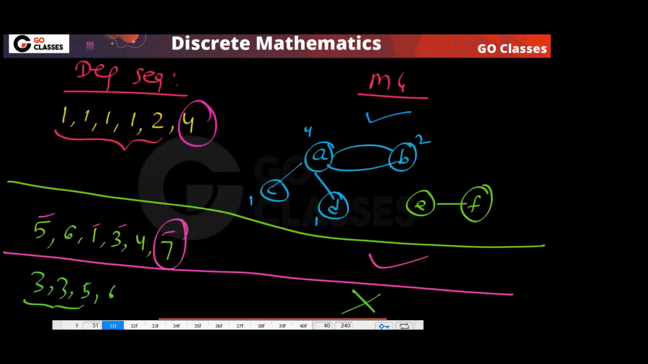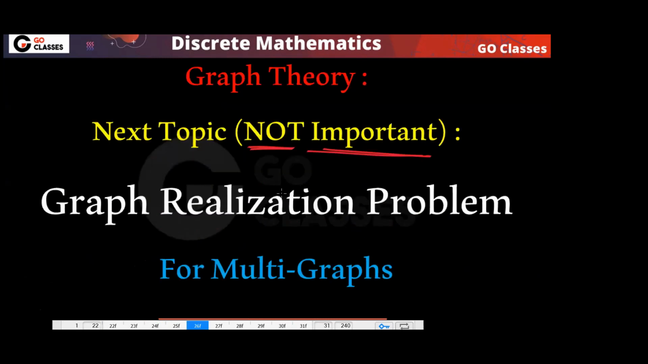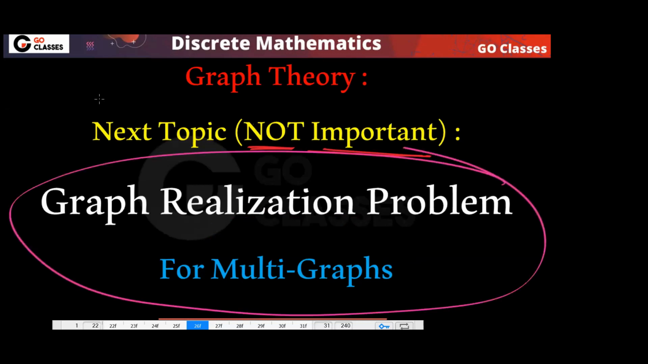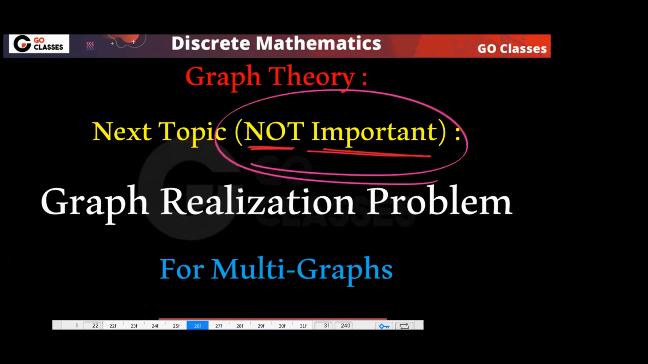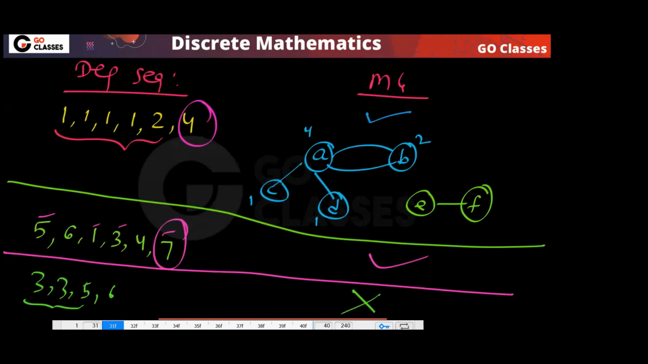This was the problem for multigraph. For multigraph and pseudograph, these are not important. Again, I am telling you, these things are not important, but the conditions are actually very simple. For multigraph, the condition is very simple. For pseudograph, the condition is very simple. So these are the conditions for graph realization of multigraph. But remember, these things are not important.